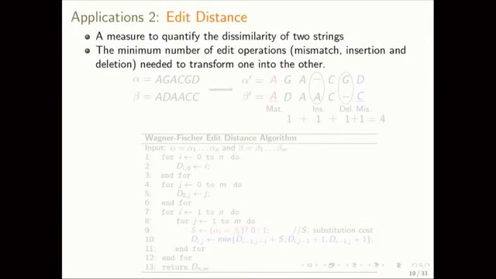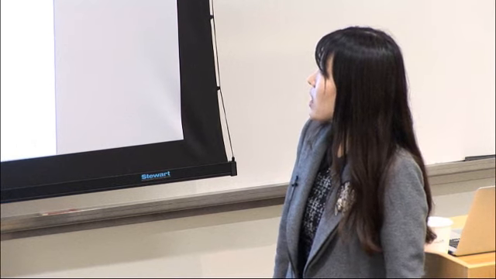Now, I'll explain the edit distance, which is a measure to quantify the similarity of two strings. In more detail, this can be the minimum number of edit operations, such as mismatch, insertion, and deletion, which are needed to transform one string into the other string.